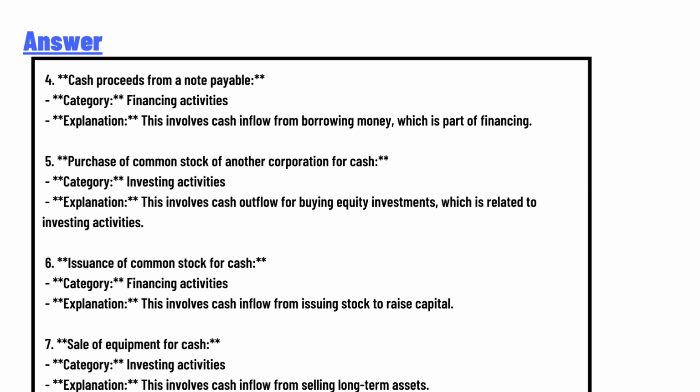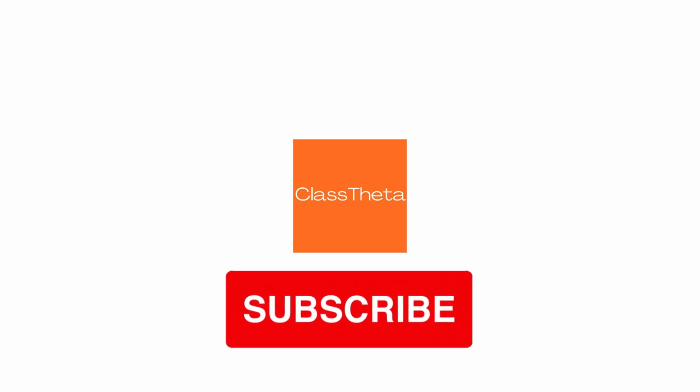Issuance of common stock for cash, financing activities. Sale of equipment for cash, investing activities. Payment of interest on note payable, operating activities. Issuance of bonds payable in exchange for land and building, non-cash investing and financing activities. Payment of cash dividends to shareholders, financing activities. Payment of principal on note payable, financing activities. This is the correct answer of the question.